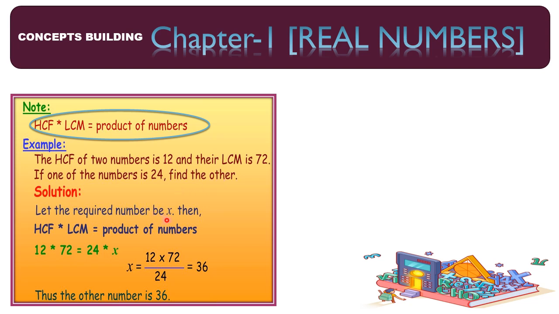So let the other number be x. Now use this relation and substitute the values. After solving you will get x as 36. It means the other number is 36. So here we can use this relationship to find the unknown.